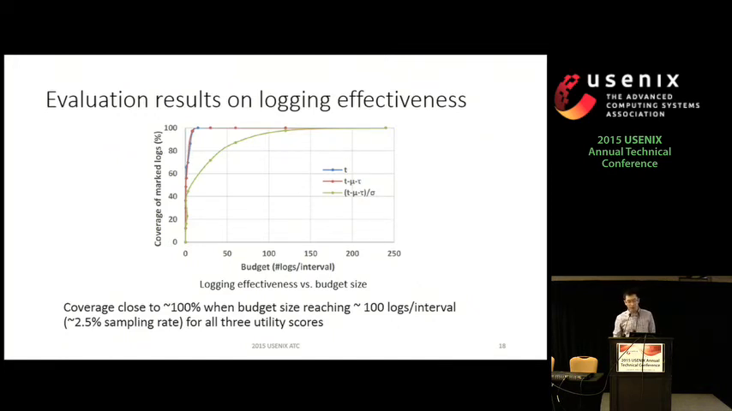And we can see that the coverage increases to very close to 100% when the budget size reaches about 100 logs per interval. So what does this mean? 100 logs per interval is approximately 2.5% of the sampling rate. So actually, this is a very low sampling rate. But the coverage of these performance issues has already increased to close to 100%.